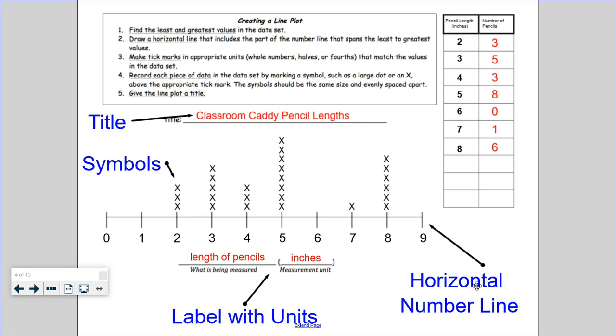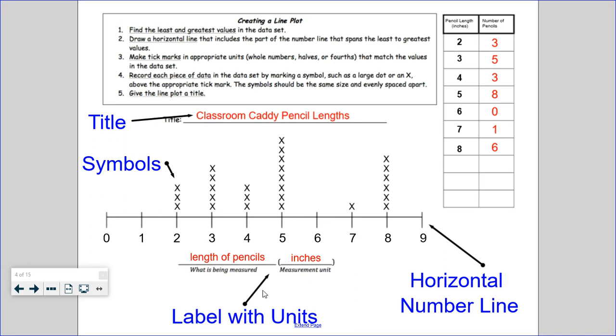Then it also has a horizontal number line. Horizontal means side to side. And the number line might have whole numbers like this one. It might have fraction numbers. It might go like 0, 1/2, 1, 1 1/2, 2, 2 1/2. So you'll see a couple different kinds throughout this lesson.